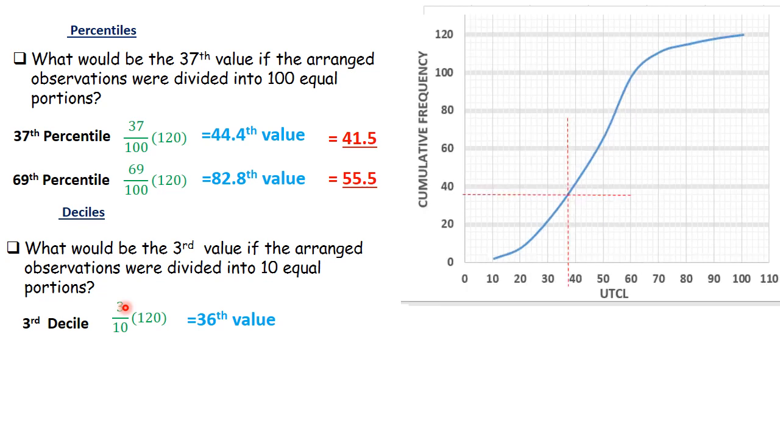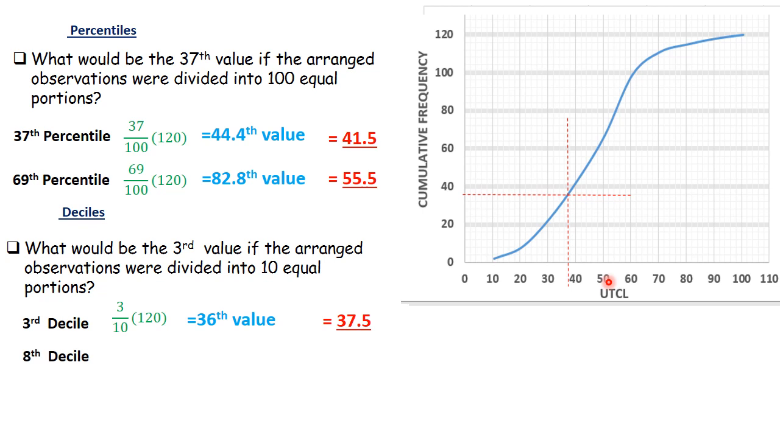And what will be the score? For the 36th value we read along the cumulative frequency, just read across. Now 36 is just a small square below 40, and then you go down to read the corresponding value along the x-axis. That will be 7.5.